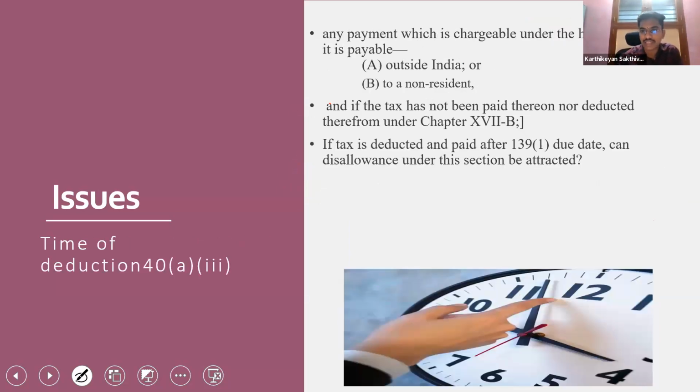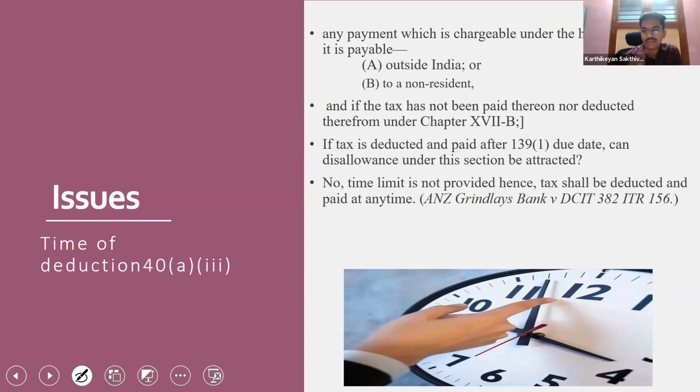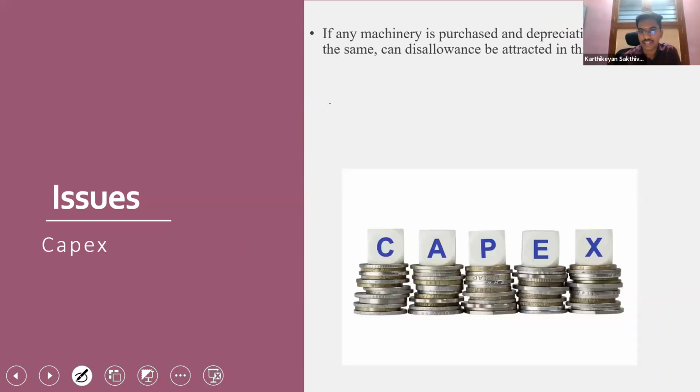Any payment which is chargeable under the head salaries if it is payable outside India or to a non-resident and if tax has not been paid thereon nor deducted therefrom under chapter 17B. If tax is paid after due date under 139(1), this I don't think it will be tested for you. Since in the 139(1, I mean 48 ல வந்து டைம் லிமிட்டே கொடுத்துருக்க மாட்டாங்க, அதனால இந்த இஷ்யூ வருது.